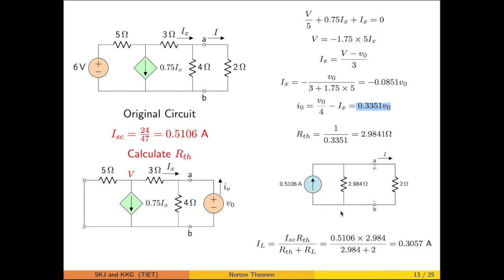And once this particular equivalent is formed, we can calculate the load current by the division of current in the parallel resistors. So that particular is calculated like this.